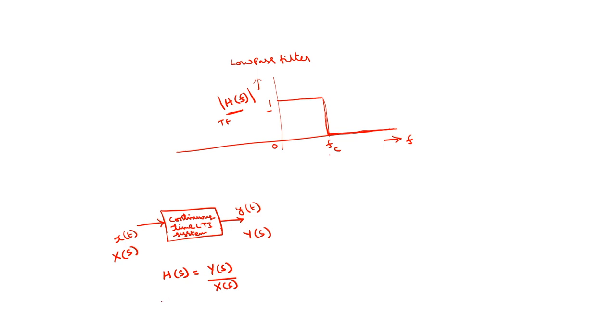And if you want to obtain the frequency response, you have to substitute s as j omega or j 2 pi f. So H of j omega is equal to Y of j omega divided by X of j omega. This is called the frequency response of the system.